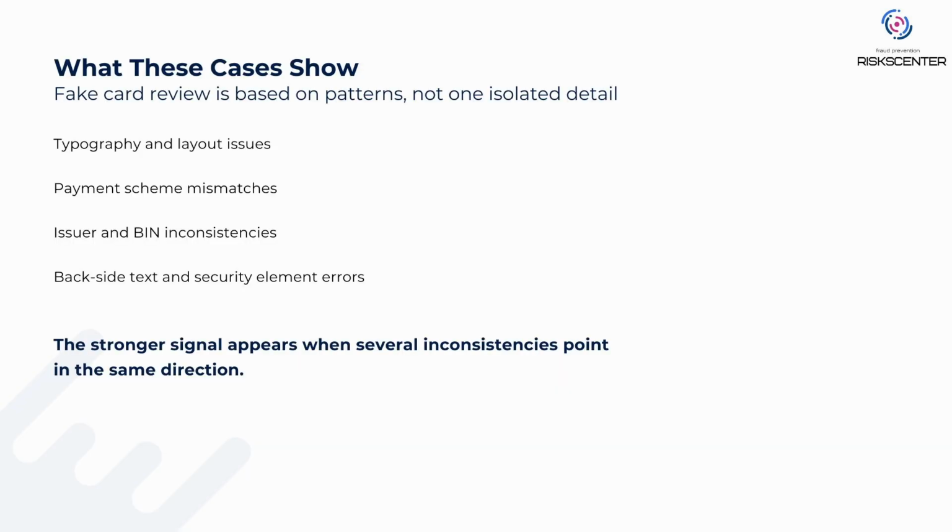These examples show one important point. Fake card review is based on patterns, not one isolated detail. Typography issues, payment scheme mismatches, issuer inconsistencies, BIN-related problems, and poor backside text all matter. The strongest signal appears when several small inconsistencies point in the same direction.